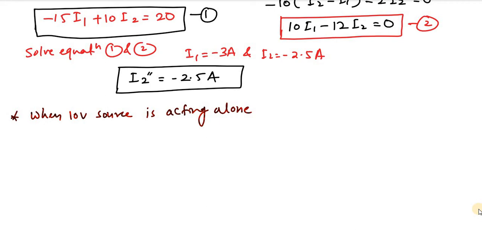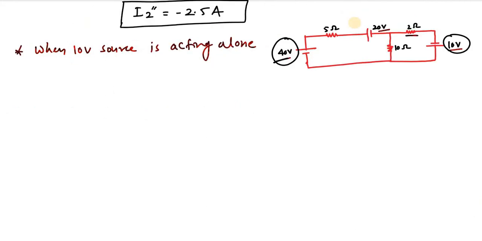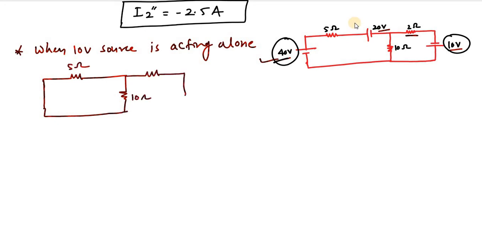What is the circuit diagram? Now this 40 volt is short circuit, 5 ohm resistor, 20 volt is again short circuit, 10 ohm resistor, and then 2 ohm resistor, and this 10 volt is applied here. Now consider this current I1 is in mesh 1 and this current I2 is in mesh 2.